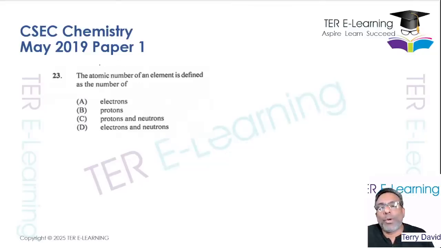Alright, so this one here, we want to know what is atomic number. So atomic number is simply defined as the number of protons. So the answer is B. I agree, the answer is B. So that's 21. Sorry, that's 23, my bad.